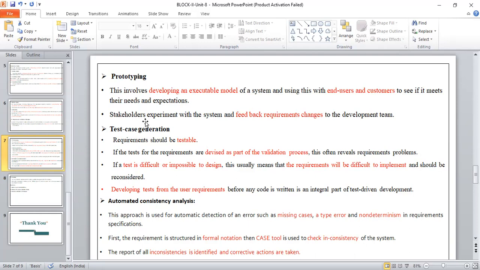Who are the stakeholders involved in the project? That is the technical team and the end user client. Everybody comes under the stakeholders. Stakeholders experiment with the system and give feedback on requirement changes to the developer.